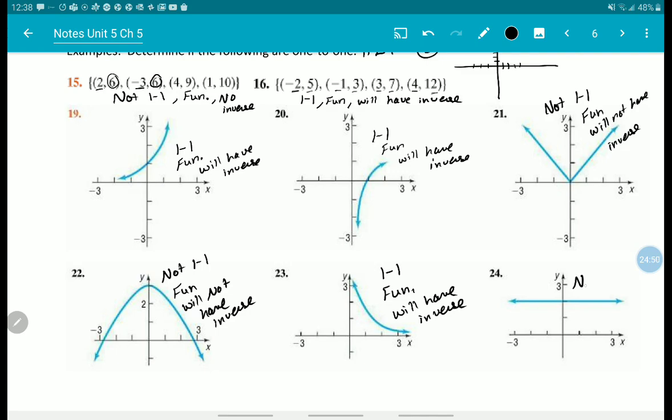Number 24 is not one-to-one. This is just a horizontal line, so every point on this line ends up being a problem. But it is a function. It does pass the vertical line test, but because it's not one-to-one, it will not have an inverse.